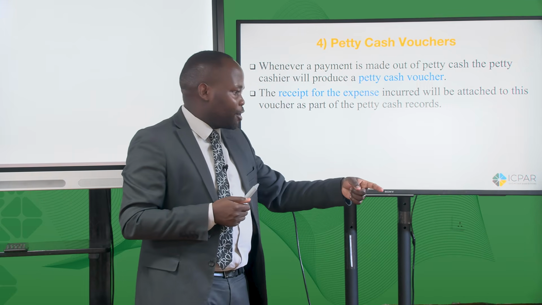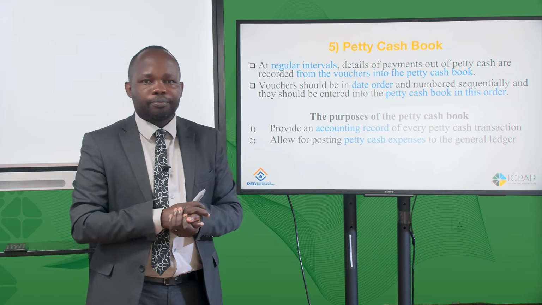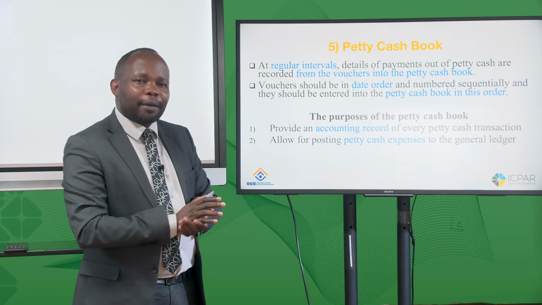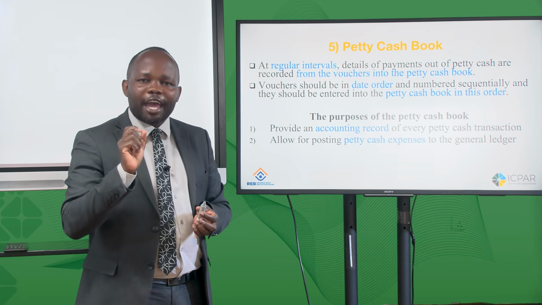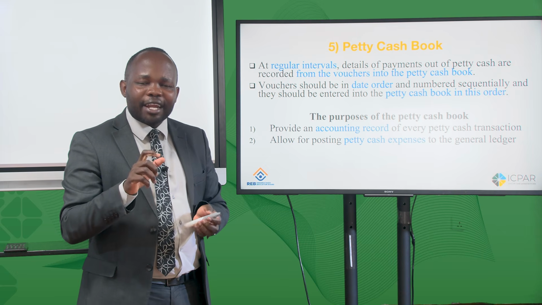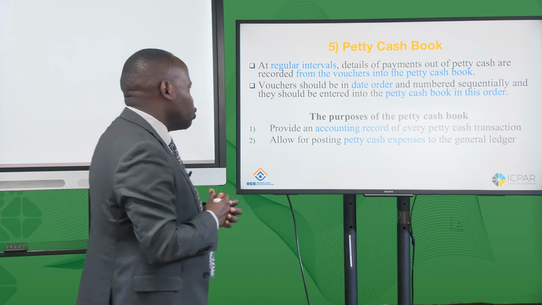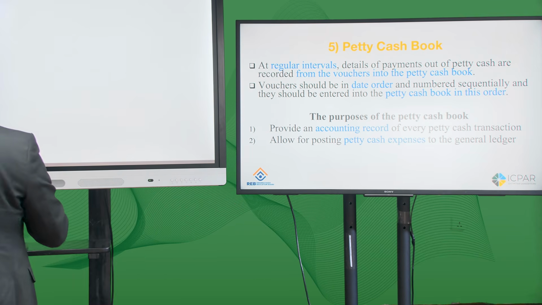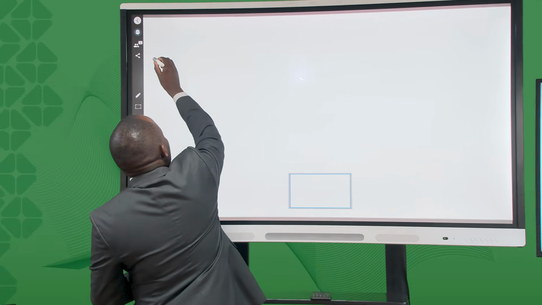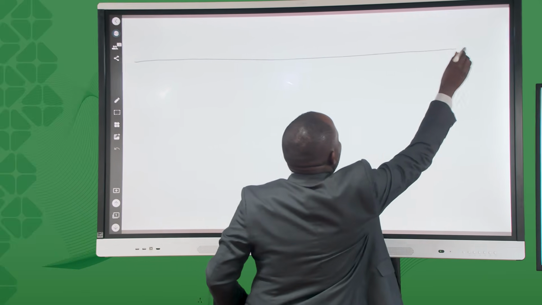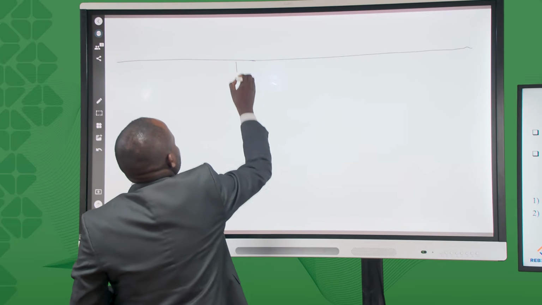In our next area, petty cash book. Now, what is a petty cash book? This is a book where we record the entries of the petty cash. A petty cash book basically has 3 sections. A petty cash book can have a lot of sections, but there are 3 major sections.